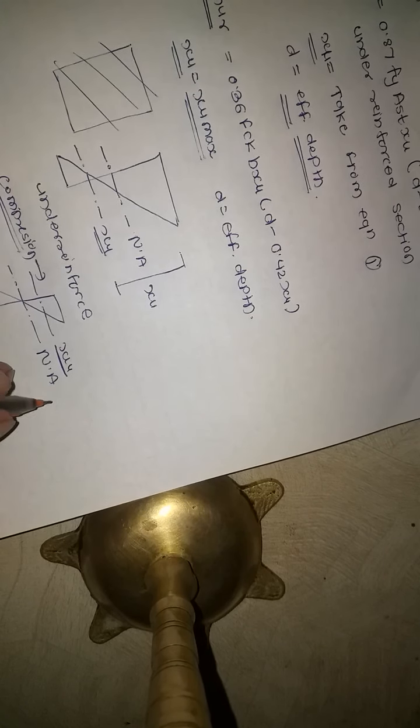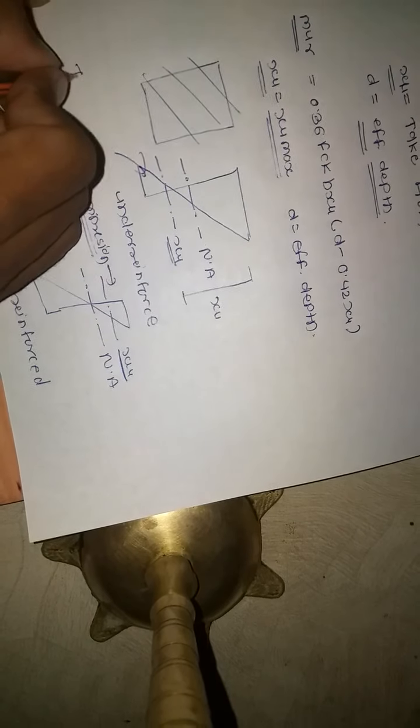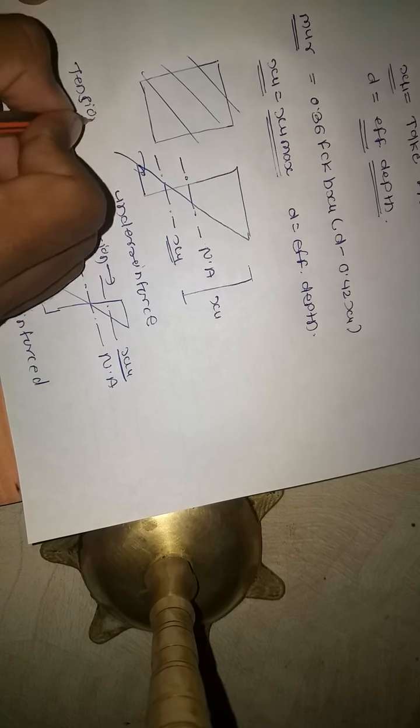In these two diagrams it is not clearly shown, but this is the compression side, and in the over reinforced section compression failure occurs, and in the under reinforced section there is tension failure. In this section here is tension failure and here is the tension side.